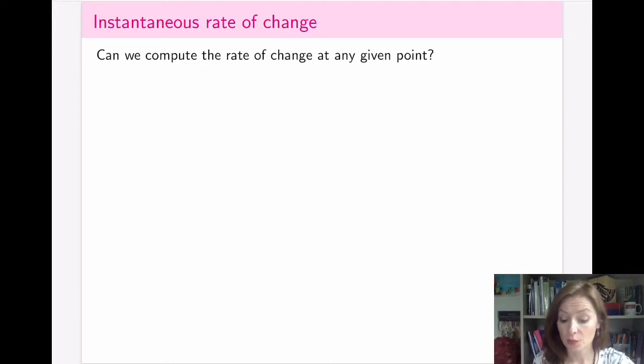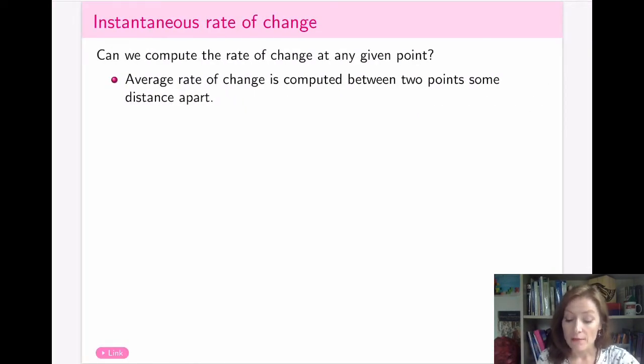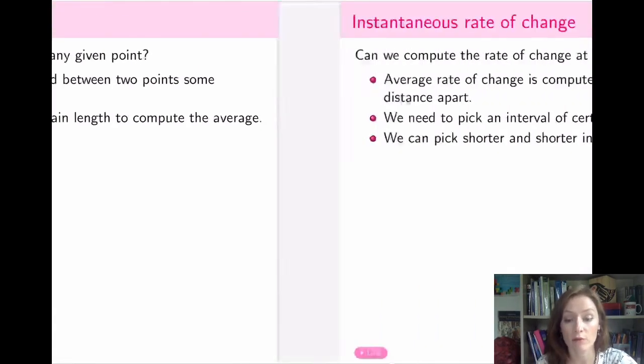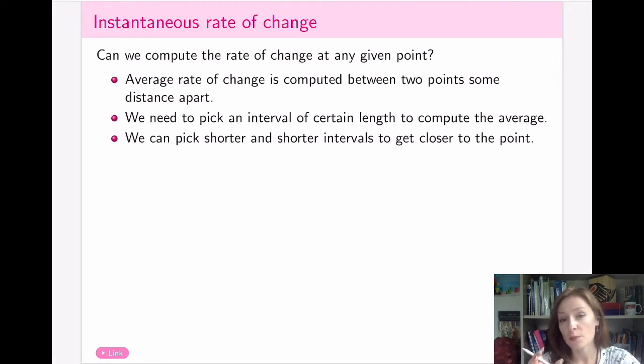In this video, we're going to discuss instantaneous rate of change. So what we would really like to compute is a change at any given point. Average rate of change is computed between 2 points at some distance apart, as we discussed in the last video. We need to pick an interval of a certain length to then actually compute the average over. And if we pick shorter and shorter intervals, we will get closer and closer to the point and therefore be able to describe the function behavior really close to the point of interest.